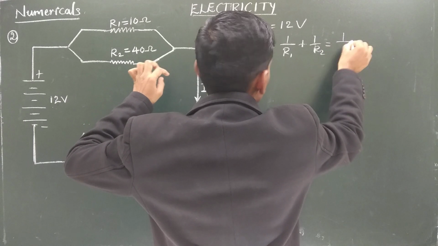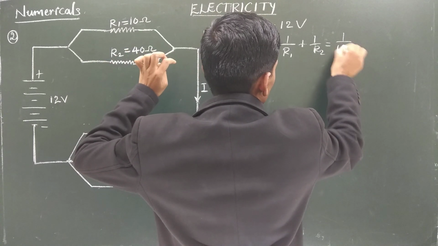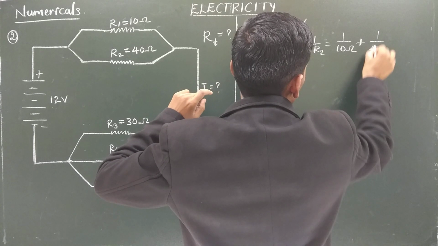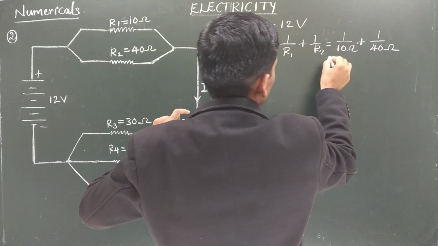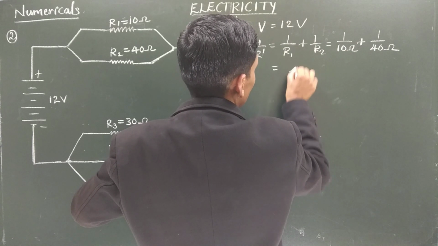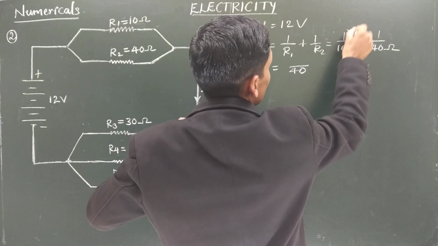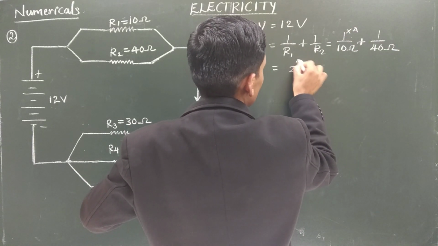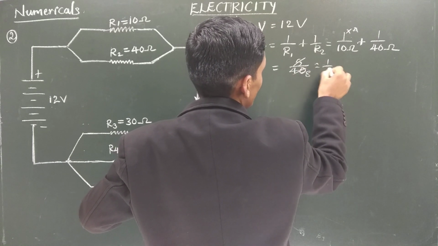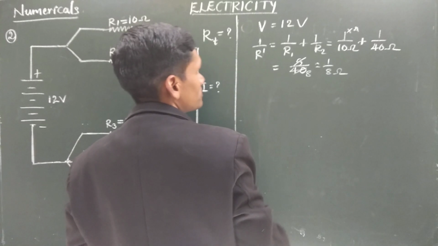Now 1 by R1, R1 is 10 ohm, plus 1 by R2, R2 is 40 ohm, so 1 by 40 ohm. After adding this, how much do we get here? LCM, it will be 40. 4 plus 1, 5 ones are 5, 5 8s are 40. So 1 by 8 ohm we are getting.